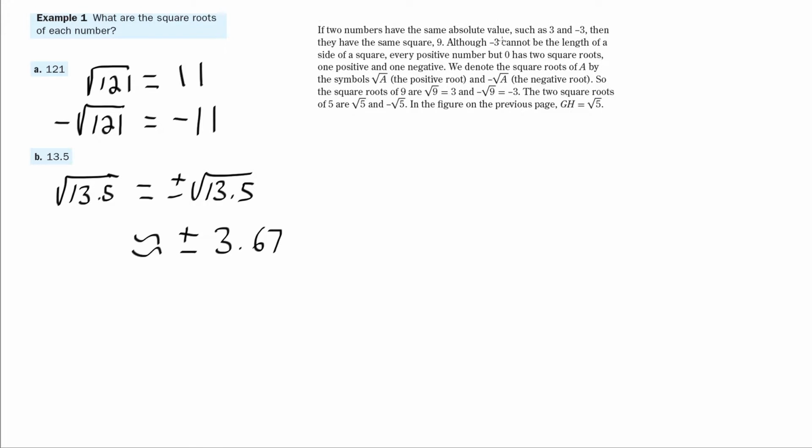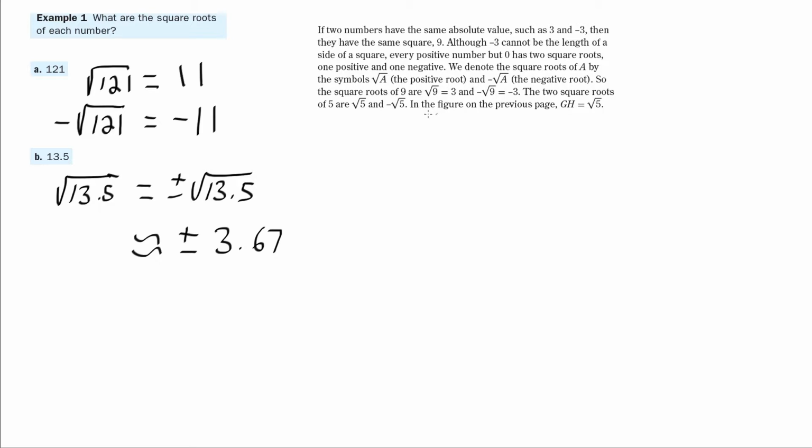If two numbers have the same absolute value, such as 3 and negative 3, then they have the same square, 9. Although negative 3 cannot be the length of the side of a square, every positive number but 0 has two square roots, one positive and one negative. We denote the square roots of a by the symbol the square root of a, the positive root, and the negative square root of a, the negative root. So the square roots of 9 are the square root of 9 equals 3, and the negative root of 9 equals negative 3. The two square roots of 5 are root 5 and negative root 5.